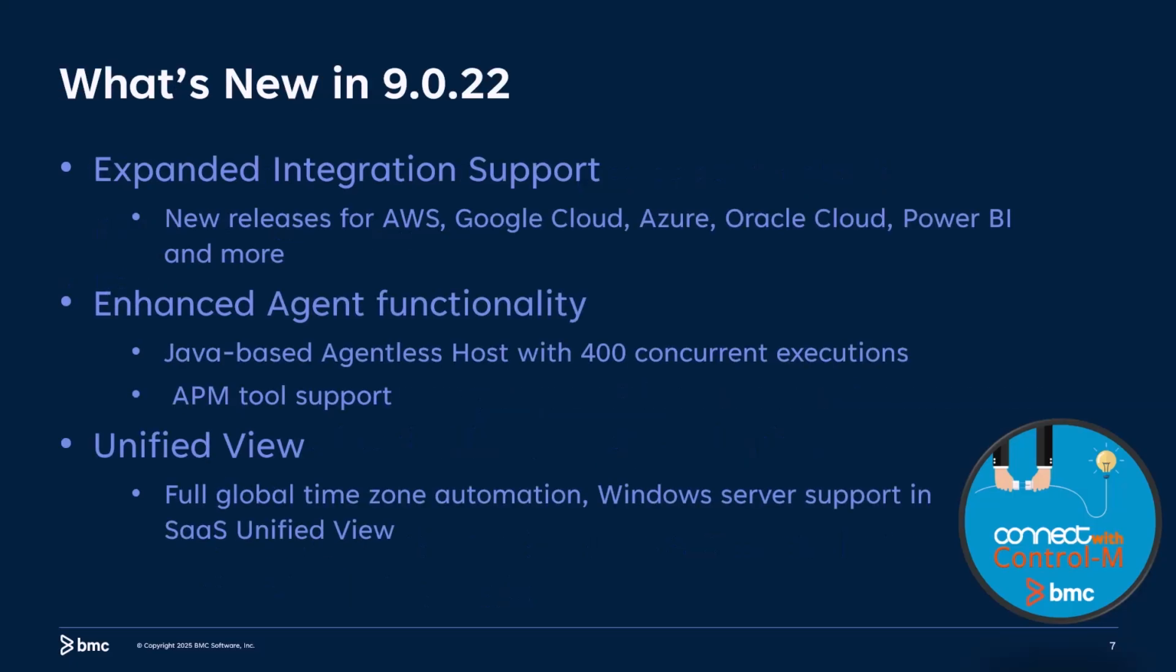Let's talk about what's new. First, expanded integration support. 922 includes new plugins across AWS, GCP, Azure, OCI, Power BI, and many others. This helps you orchestrate workflows across your modern stack with ease. Next, there's a couple enhancements to the agent. We've introduced Java-based agentless hosts, and now it supports monitoring through tools like Datadog, Dynatrace, and AppDynamics. And finally, the unified view has been upgraded to support global time zone automation and Windows SaaS server connections, a big step forward for hybrid environments.